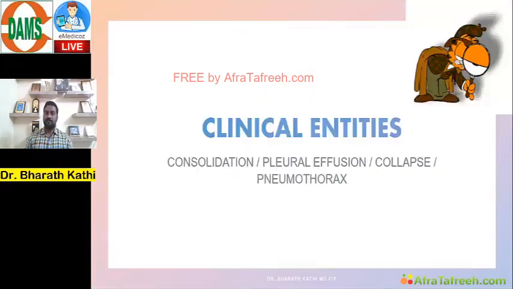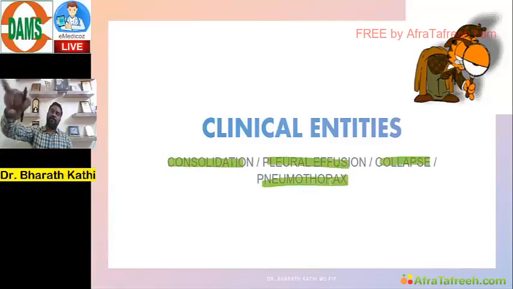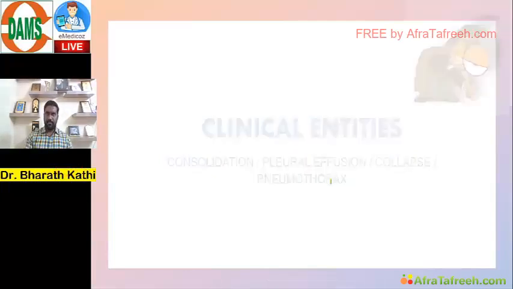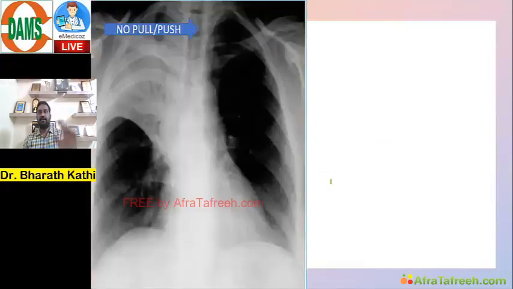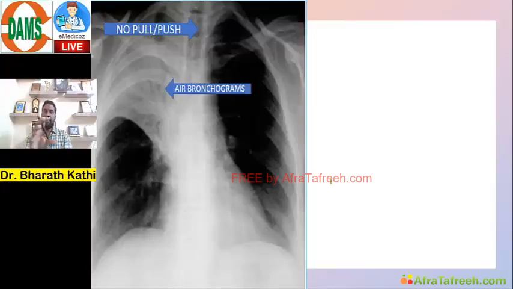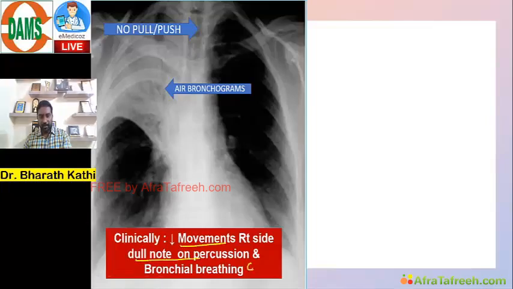Then the clinical entities, because now the question paper is more clinically oriented, you should know how to differentiate consolidation, pleural effusion, collapse, and pneumothorax clinically and also radiologically. Everything is clinical scenario based. They might give you a scenario where there is no pull or no push. On X-ray there is no tracheal shift and there are air bronchograms, and the clinical history will be decreased movements on the right side, dull note on percussion and bronchial breathing.